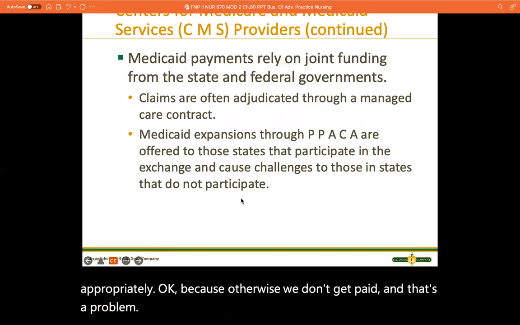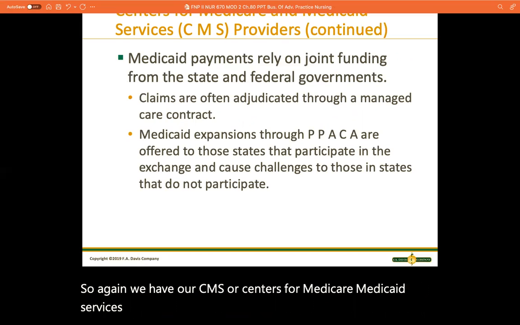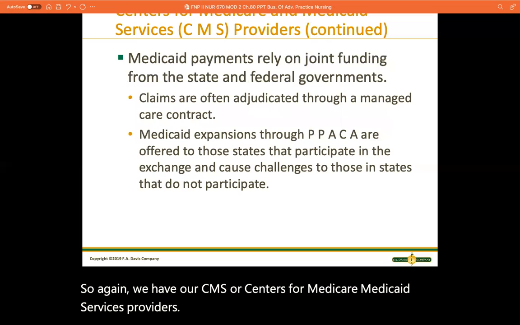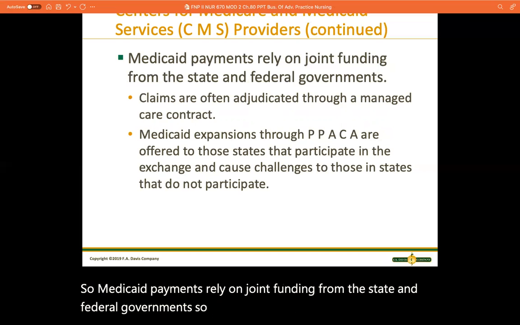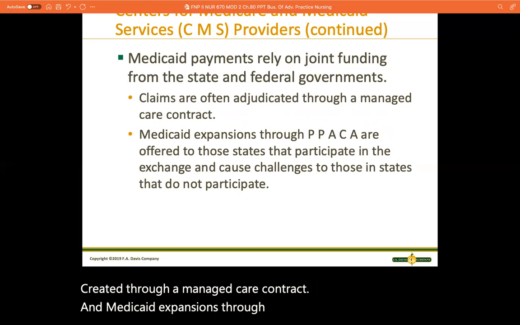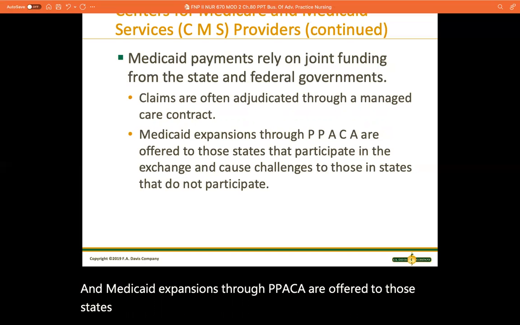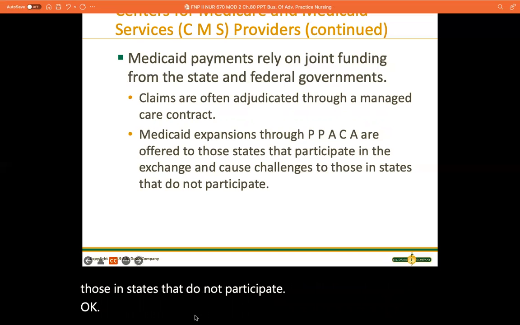Okay, so again, we have our CMS, or Centers for Medicare and Medicaid Services providers. Medicaid payments rely on joint funding from the state and federal governments. Keep in mind, claims are often adjudicated through a managed care contract, and Medicaid expansions through PPACA are offered to those states that participate in the exchange and cause challenges to those in states that do not participate. Okay, so we're going to get into that in a little bit.